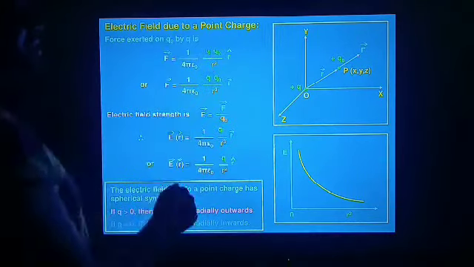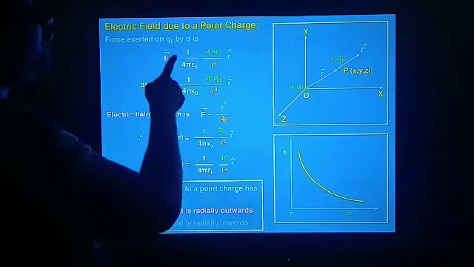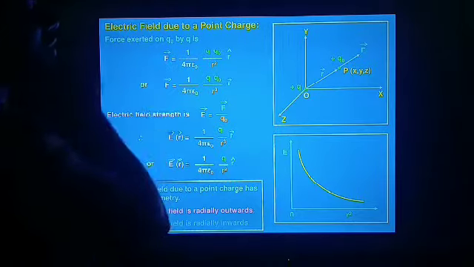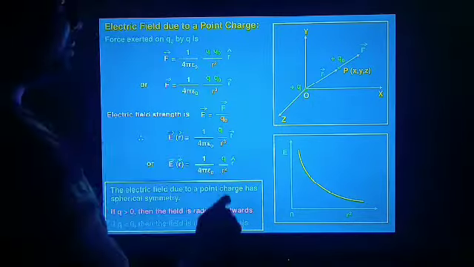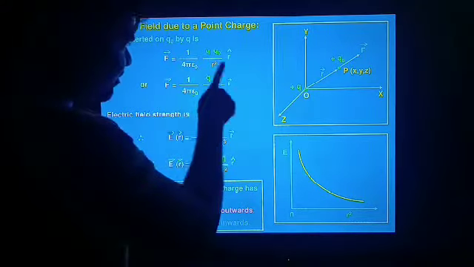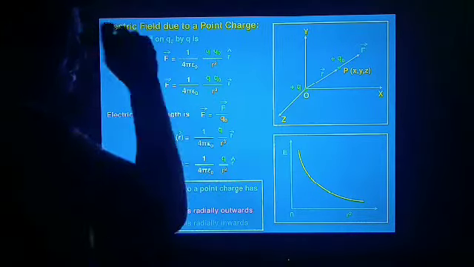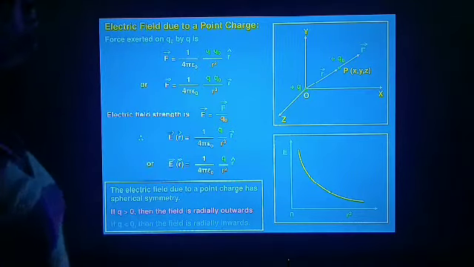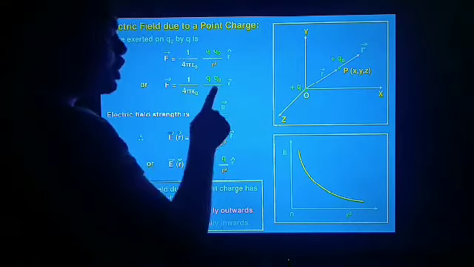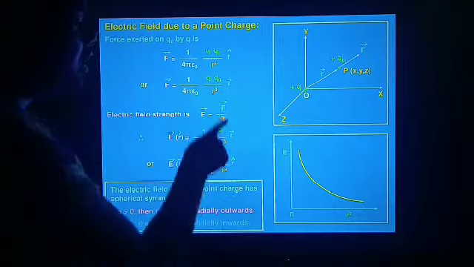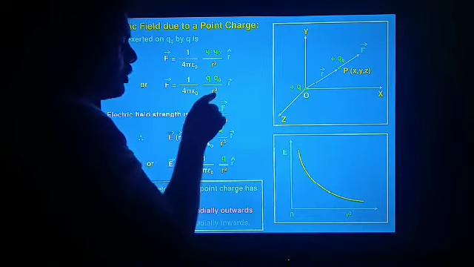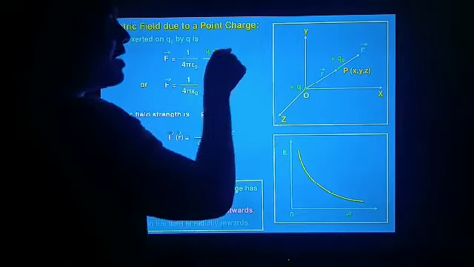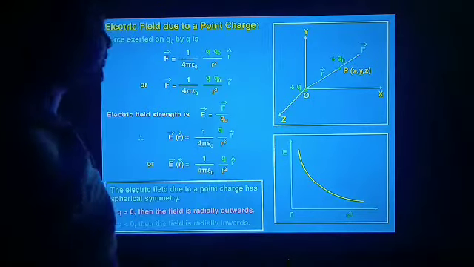We have discussed this part, the vector form of Coulomb's law. Vector F is equal to 1 upon 4 pi epsilon naught, q q naught upon r square r cap. Either you write this as the vector form, or second is this: vector F is equal to 1 upon 4 pi epsilon naught q q naught upon r cube vector r. If you are putting a vector sign over r, then you have to put r cube. If you are putting a cap over r, then you have to put r square.